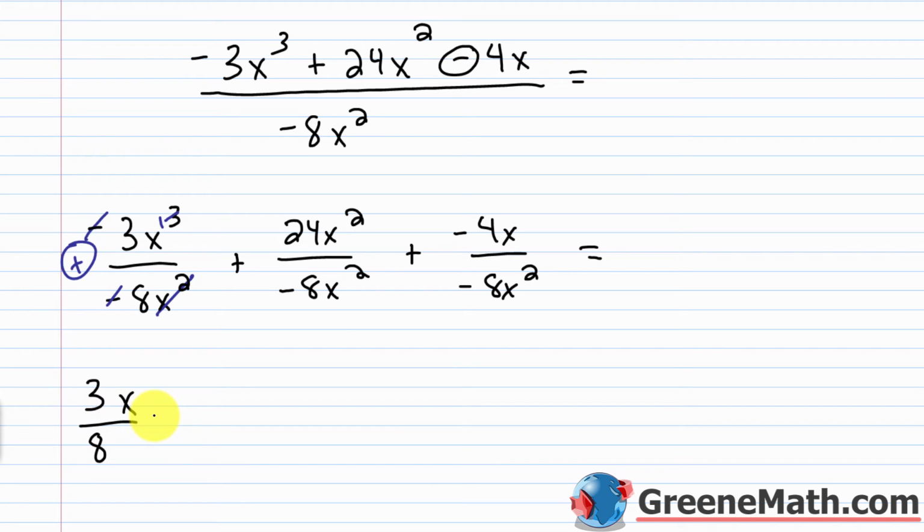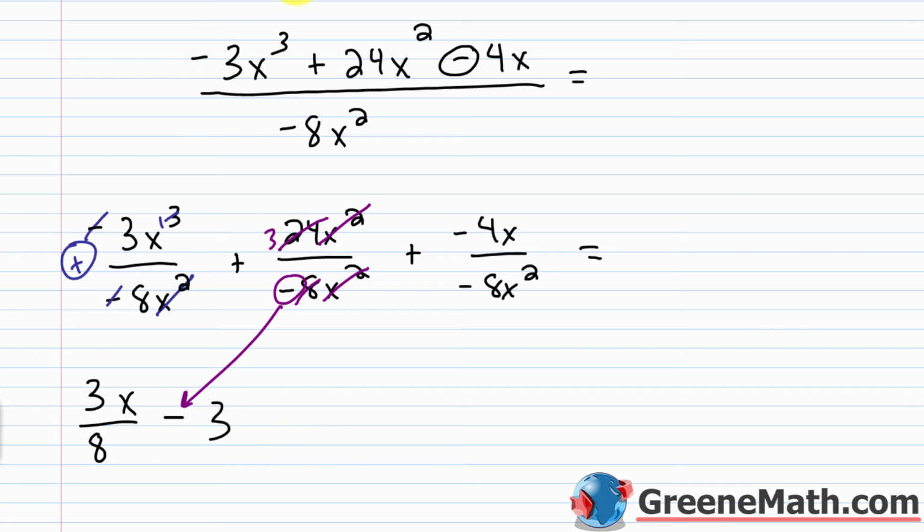Then the next part we have a positive over a negative. So I know that's going to be a minus. 24 over 8 is 3. So this will cancel and become a 3. And we know it's negative 3, but I've already accounted for that right there. Then x squared will cancel with x squared. So basically this is just minus 3.